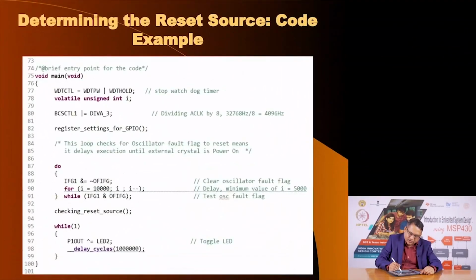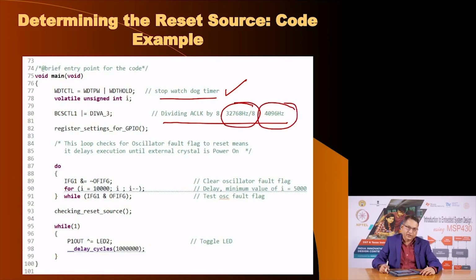Here we have first stopped the watchdog. This is the main code. We are going to go back to the part of the code which has some functions. First we have turned the watchdog timer off. Then we have selected the auxiliary clock to operate at this, using the crystal, divide by 8, so that we are operating at 4 kilohertz.